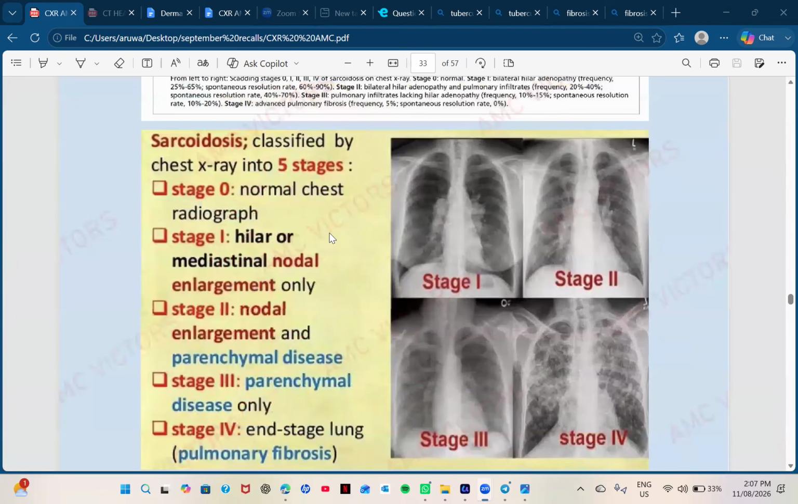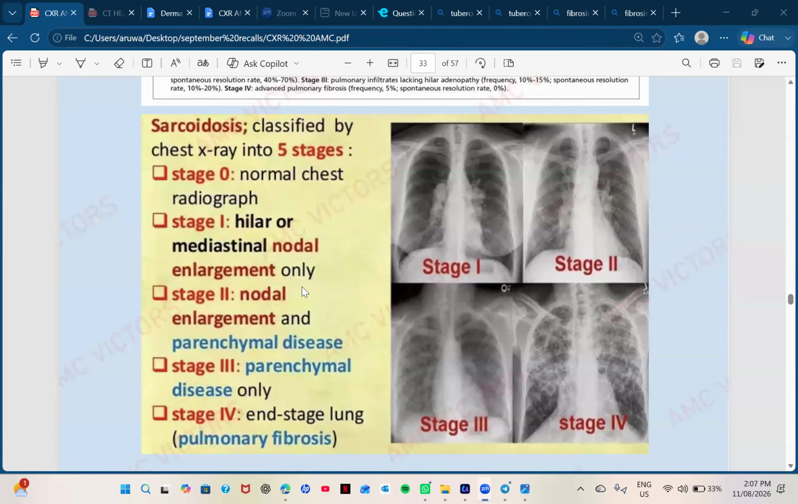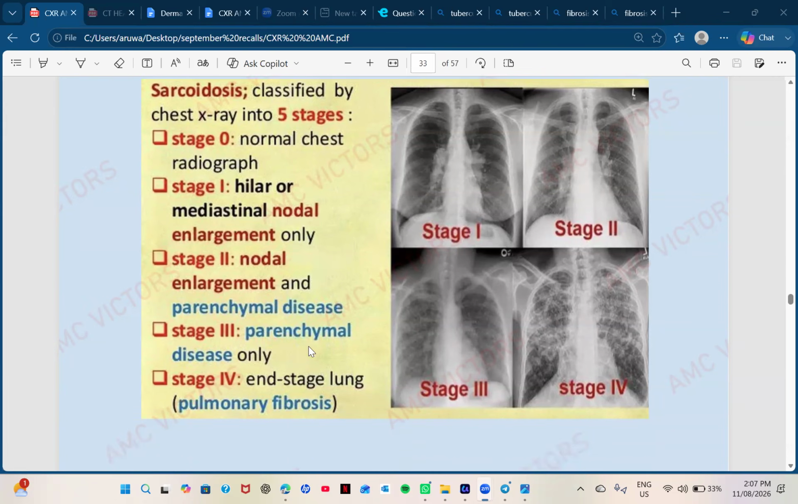Now here, stage 0, you can see the normal chest radiograph, right? In stage 1, you can see hilar or mediastinal nodal enlargement. Here can you see the hilar enlargement on both sides. Stage 2, nodal enlargement and parenchymal disease. Nodal enlargement as well, with parenchymal disease also associated. In stage 3, parenchymal disease only. Here you can't see hilar lymphadenopathy, but parenchyma can be seen.